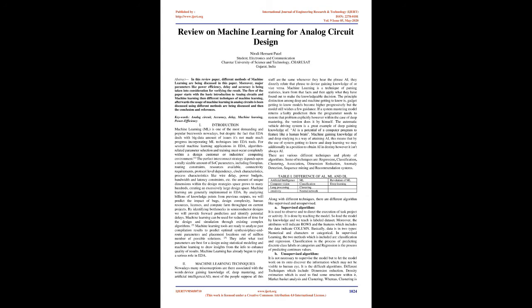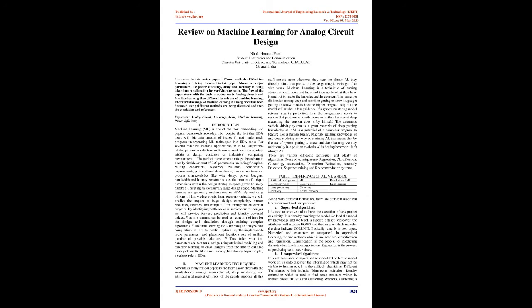The principal difference between deep learning and machine learning is that machine learning models become better progressively, but the model still needs some guidance. If a machine learning model returns a faulty prediction, then the programmer needs to fix that problem explicitly. However, in the case of deep learning, the model does it by itself. The automatic vehicle driving system is a great example of deep learning.